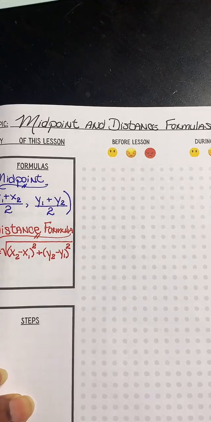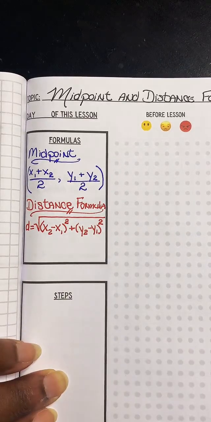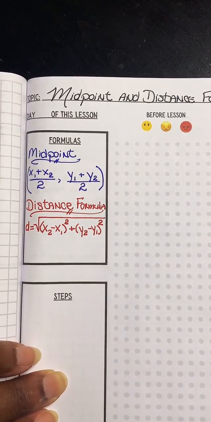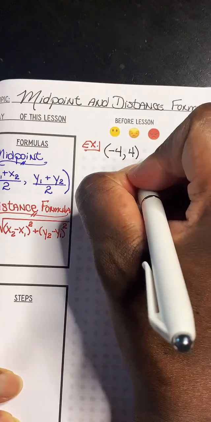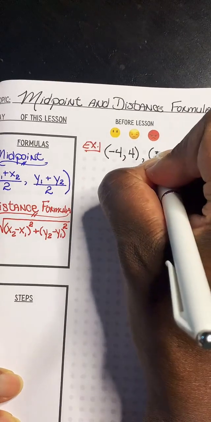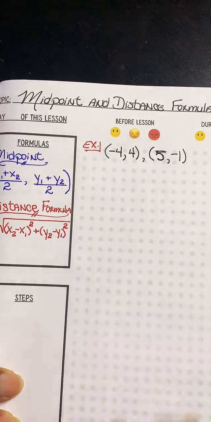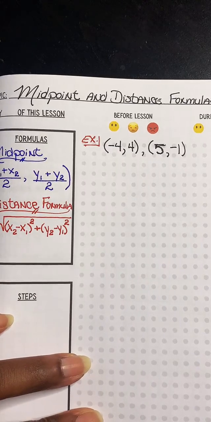Midpoint. We're trying to figure out the halfway point between two points on a segment. So if we were given two points, we have -4 and 4, and we have 5, -1, and we want to find the halfway point between those two points.